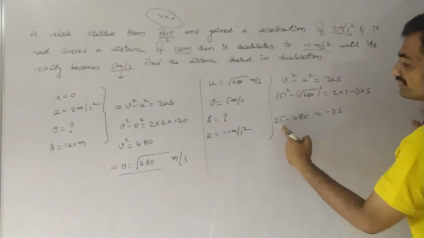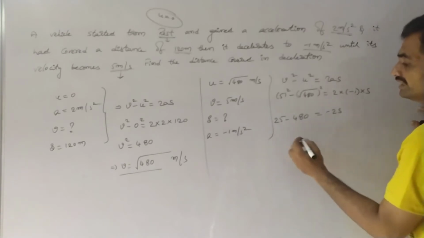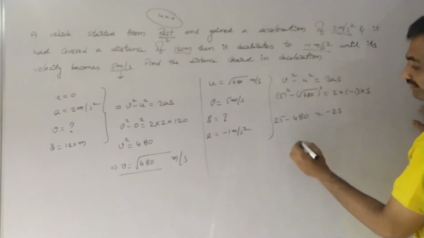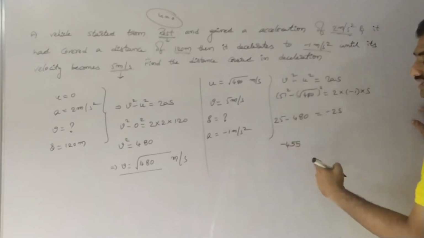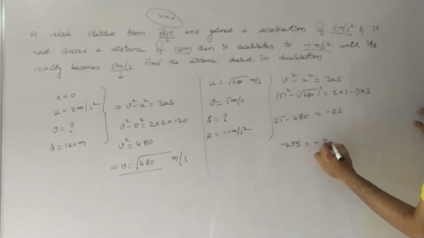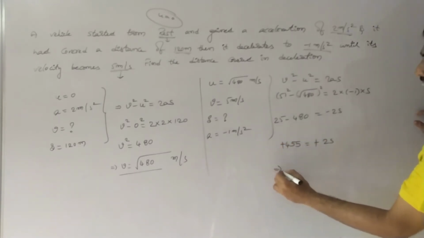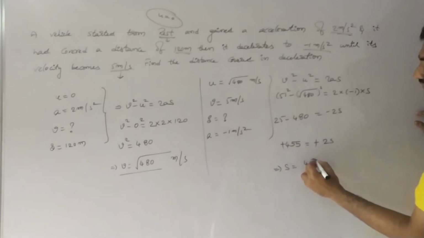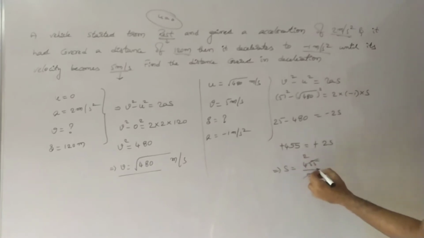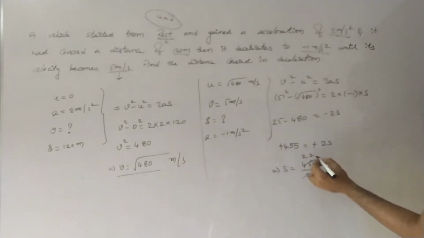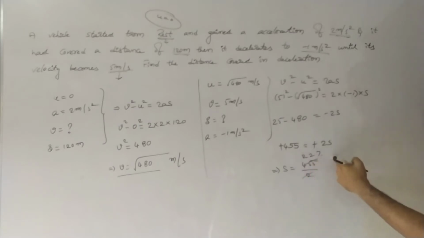Now we have to subtract 25 from 480. As we subtract, we have 455, which equals minus 2s. Minus and minus get cancelled, and we have s equals 455 by 2. On dividing, and placing a decimal point, we have 227.5. So the distance traveled by the body in this case is 227.5 meters.